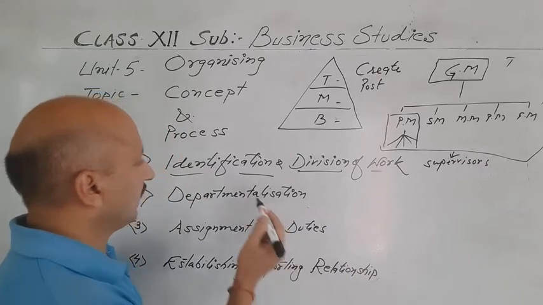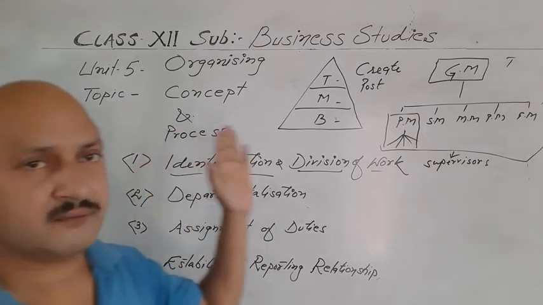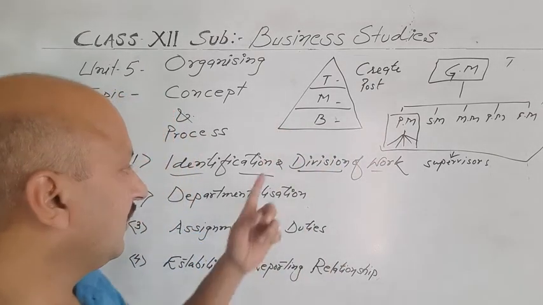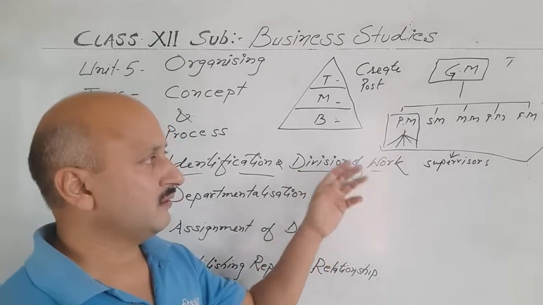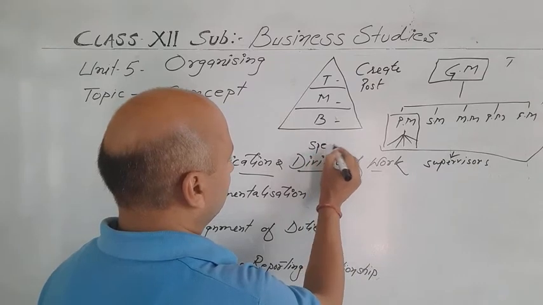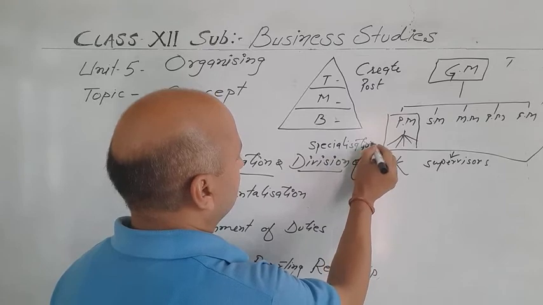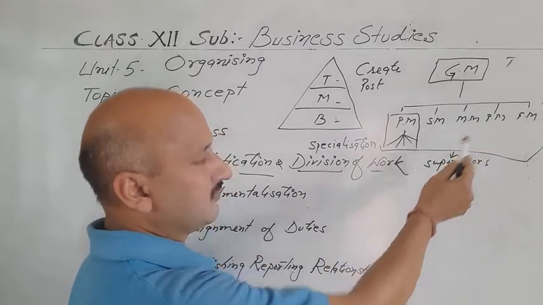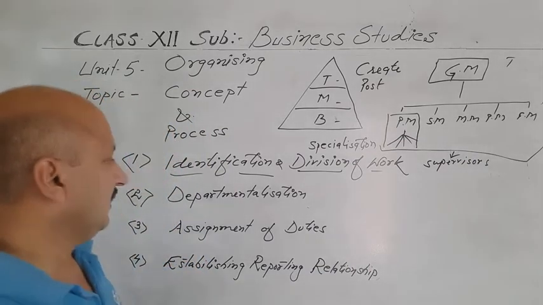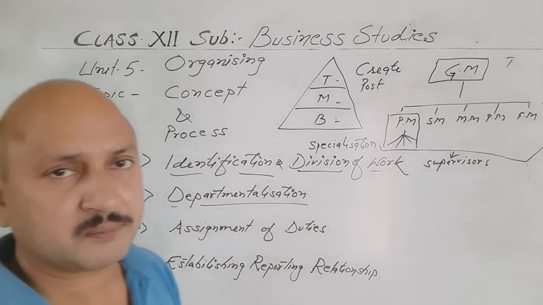In the first step we have to identify the task to be performed, and another one is division of work, meaning specialization. We can write here specialization, because every specialist has a separate function. Then the next step is departmentalization. We have to create departments.